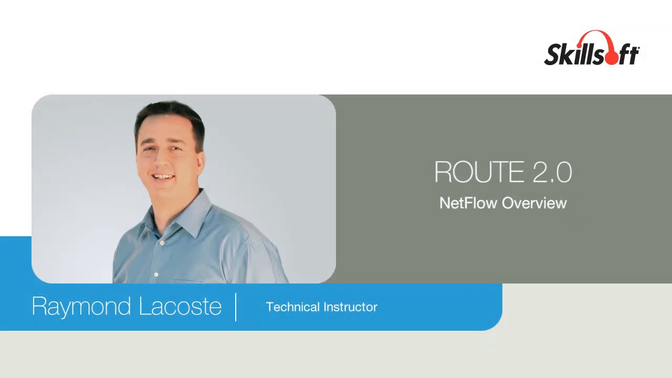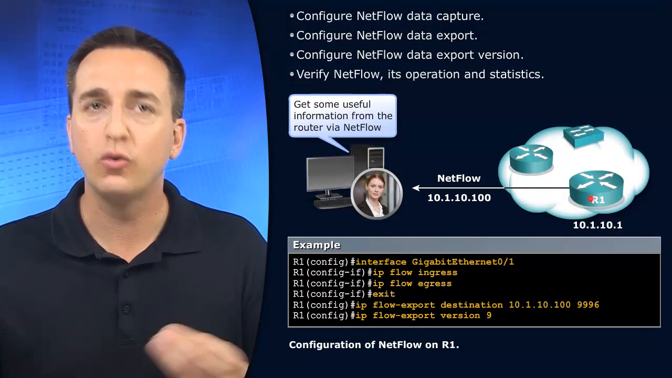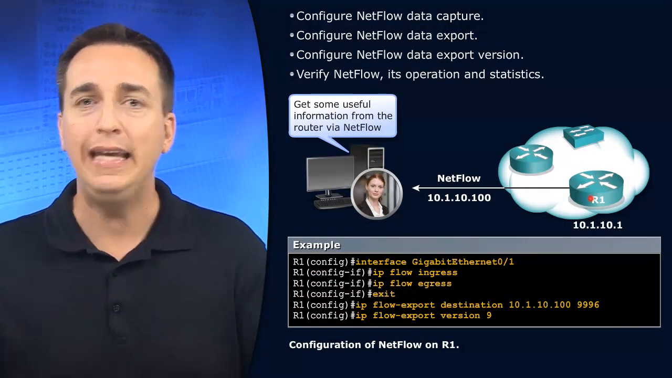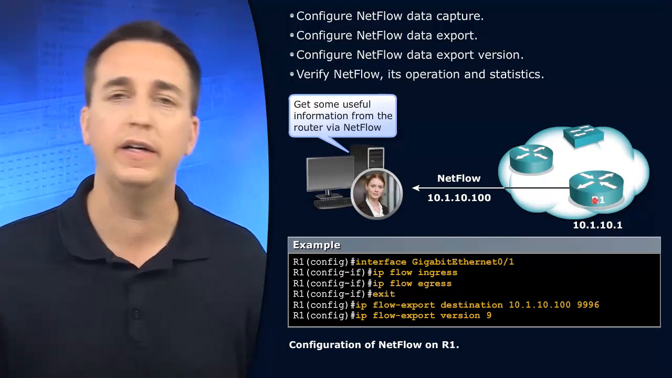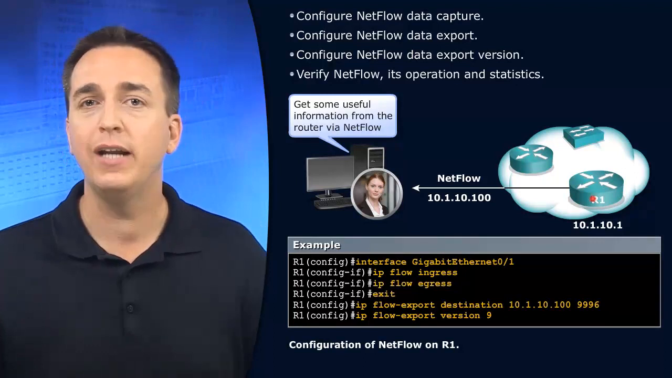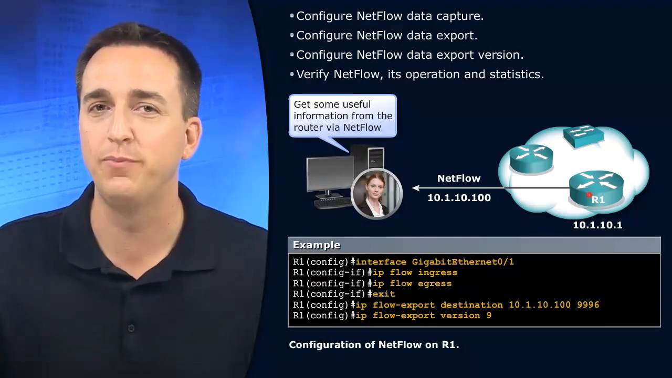Let's set up NetFlow on router 1. Router 1 is going to capture traffic as it's arriving inbound on an interface, also leaving a particular interface as well. And then it's going to export this information to the NetFlow collector.